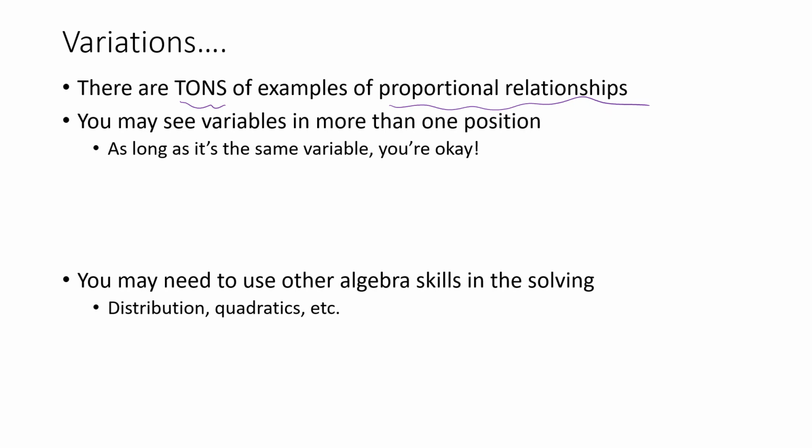You may see variables in more than one position. As long as it's the same variable, you're okay. So you could see something like x plus 1 over 3 equals x over 4. Okay, that would be totally fine. You could see 3x over 4 equals 5 over x. That's going to give you a quadratic when you go to solve it. So you would need to have some quadratic skills, but those are totally okay to do. And again, if you know what a proportion is, your skills are going to transfer over.